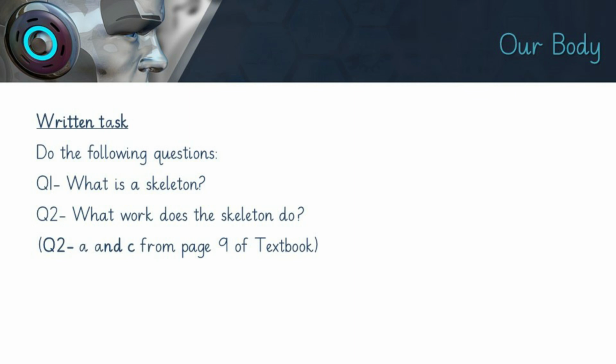Hope you have understood the topic clearly and this is the time to do the written task independently. Do the following questions. Question number 1. What is a skeleton? Question number 2. What work does the skeleton do? These two questions have been taken from your textbook from question 2, parts A and C, given at page number 9 of the textbook. And I hope that you can do it independently.